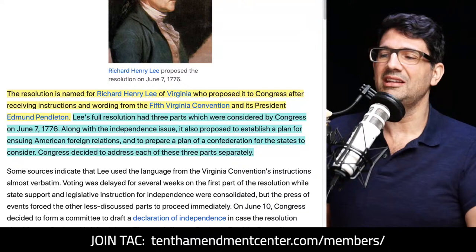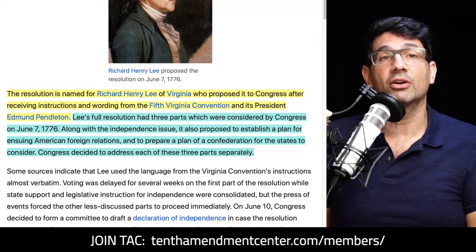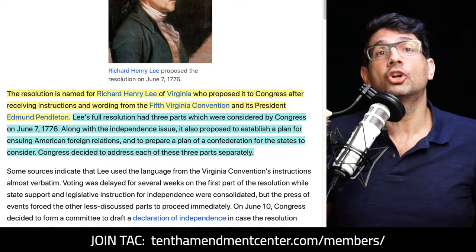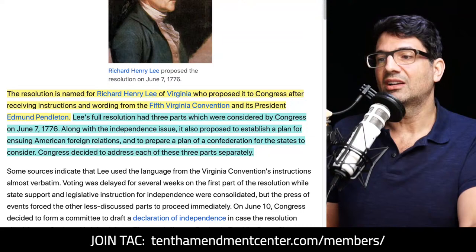I like how it's fascinating, the independence issue, as if it wasn't some kind of monumental historical thing. But along with independence, it also proposed to establish a plan for ensuing American foreign relations. They knew they were going to be independent, so the resolution called to create foreign relations, foreign policy, treaties with other countries because they're independent, and prepare a plan of confederation for the states to consider. Congress decided to address each of these three parts separately.